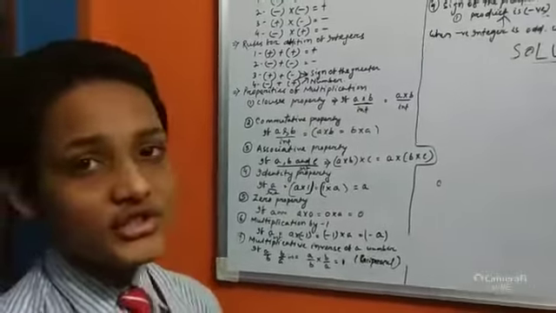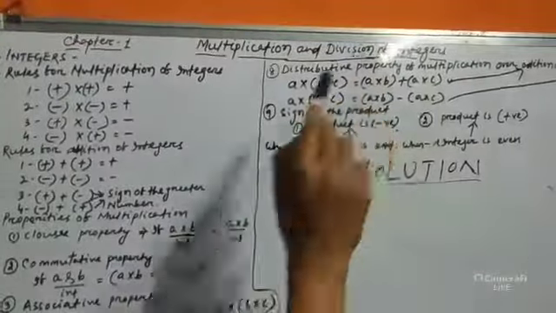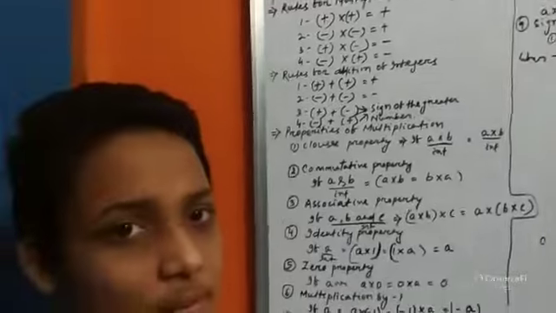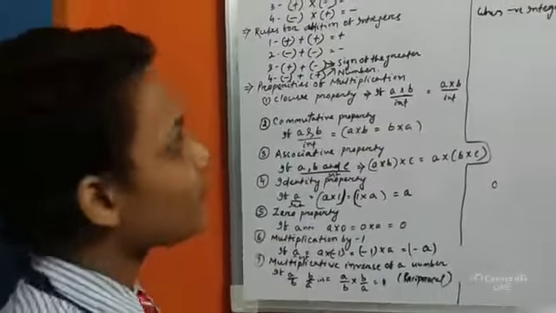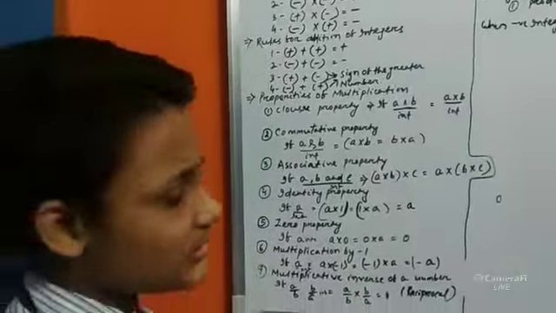In this video we will discuss Math Chapter 1, multiplication and division of integers. So what are integers? Integers are the set of positive numbers, negative numbers and zero. Examples of positive numbers are 7, 8, 9, 10, etc. Negative numbers are -1, -2, -3, -4, -5, etc. There are some rules for multiplication of integers.